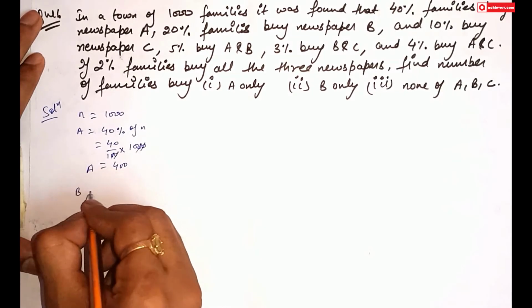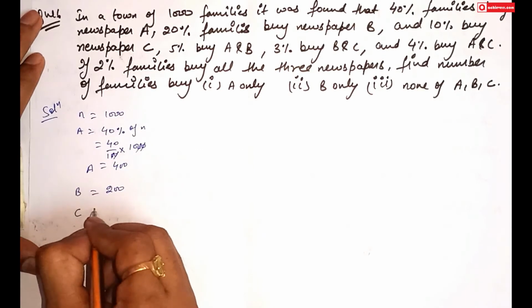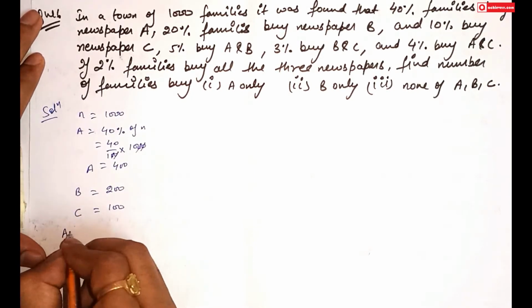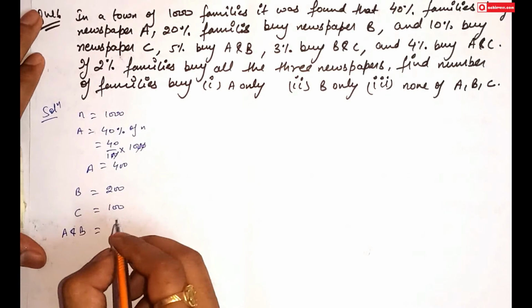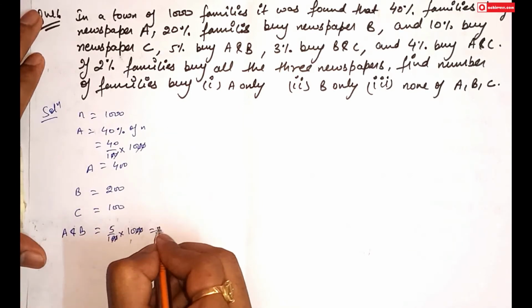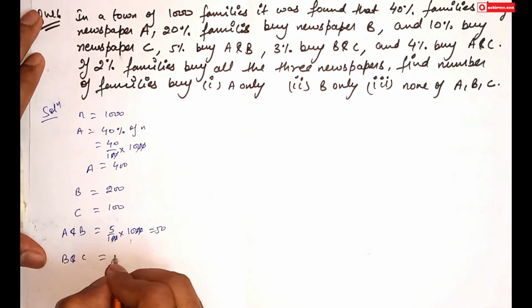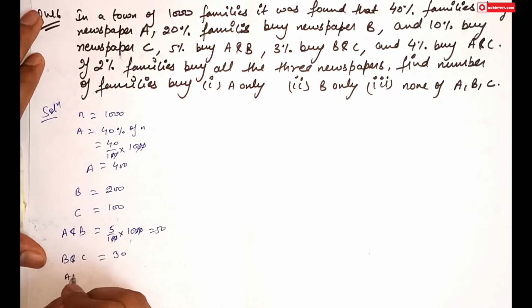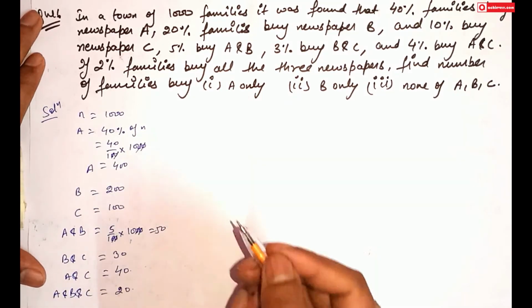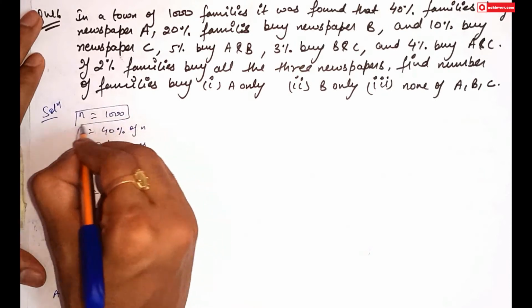Similarly, B will be 200, C will be 100, and A and B will be 5%, that is 5 by 100 of 1000, which is 50. B and C will be 30. A and C will be 40, and A and B and C will be 2%, that is 20. So we have written down all this information here.